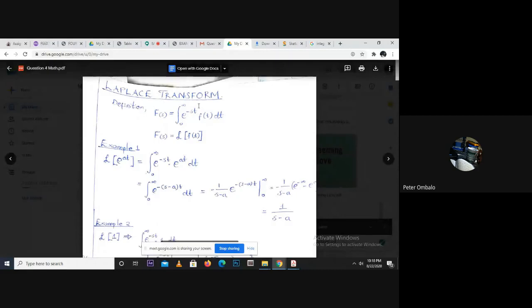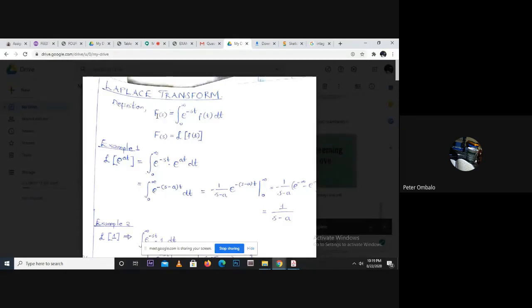So Laplace transforms. What exactly is a Laplace transform? It's basically how to represent functions in a different domain. We are used to the time domain. So a Laplace transform transforms a function into another domain, commonly known as the S domain.